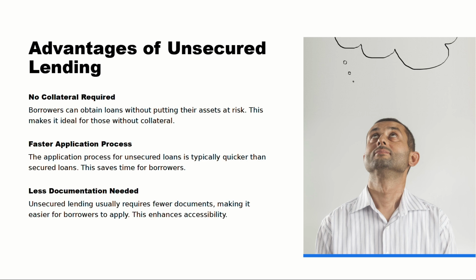Advantages of unsecured lending. Low collateral required. Borrowers can obtain loans without putting their assets at risk. This makes it ideal for those without collateral. Faster application process. The application process for unsecured loans is typically quicker than secured loans. This saves time for borrowers. Less documentation needed. Unsecured lending usually requires fewer documents, making it easier for borrowers to apply. This enhances accessibility.